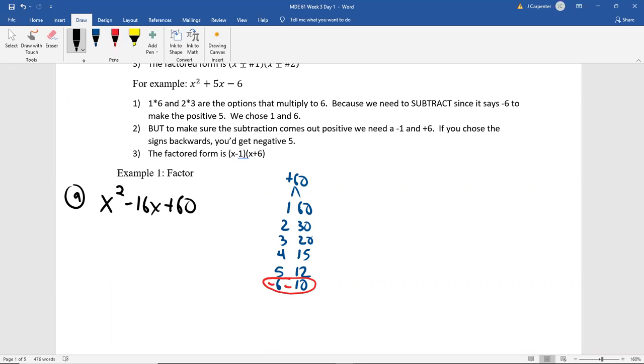And then what do we do from here? It's just x minus 6 times x minus 10. I could swap the order of the 6 and the 10 if I want, as long as the signs are appropriate. But that's all we do.